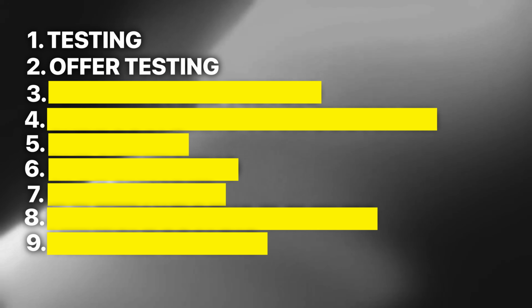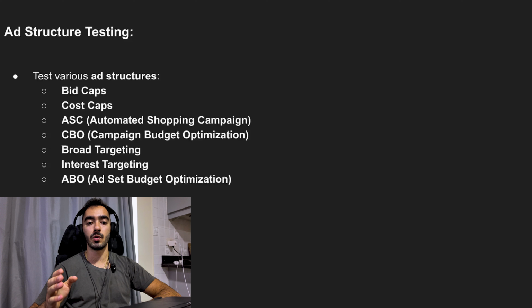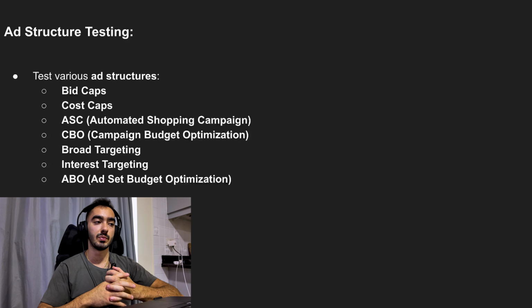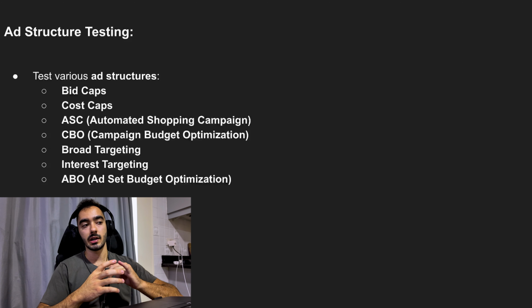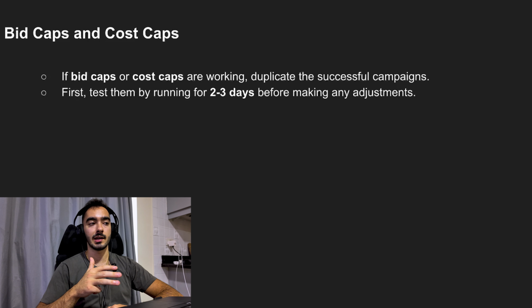So next we have ad structure testing. In order to scale, you have to find out what your ad account likes. And obviously the main thing is going to be the creatives you offer and the landing page. However, you might find one of these works better than all the others, right? So you want to test big caps, cost caps, ASC, which is automated shopping campaign, CBO, which is campaign budget optimization, and then you want to test broad targeting and interest targeting. And you also want to test ABOs.